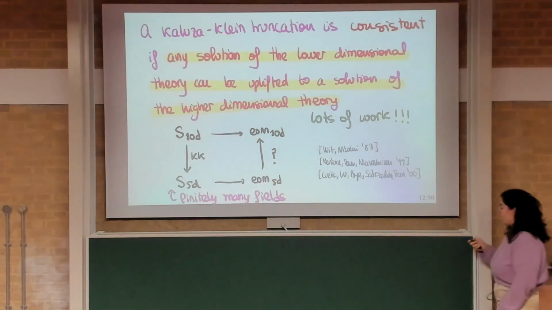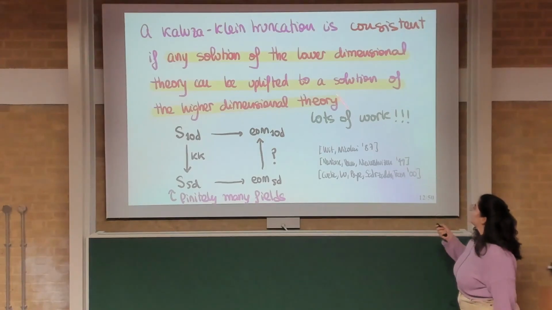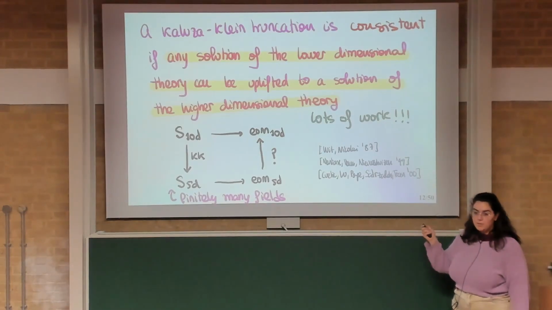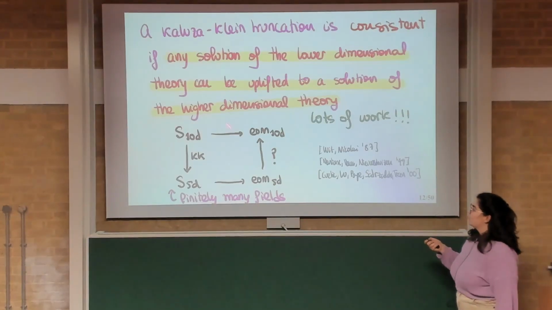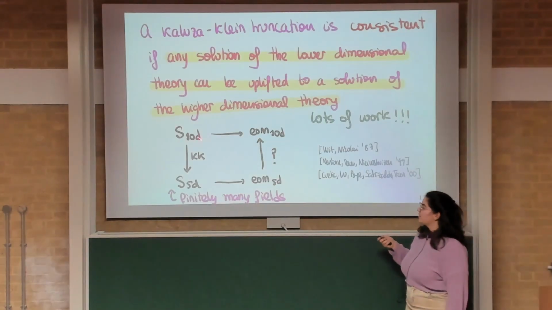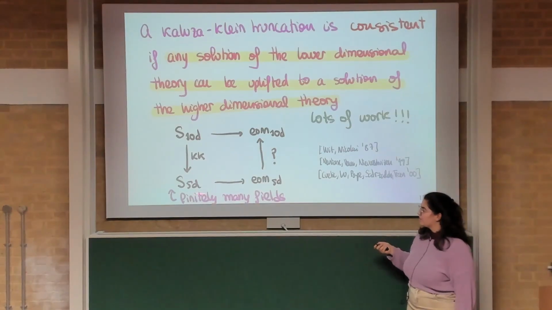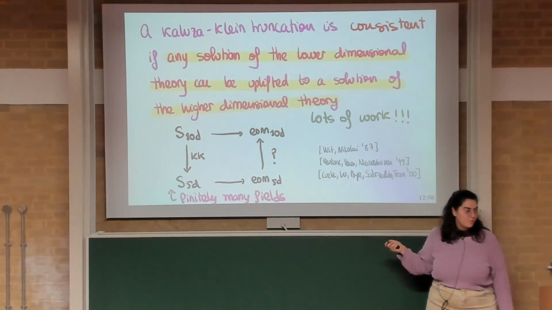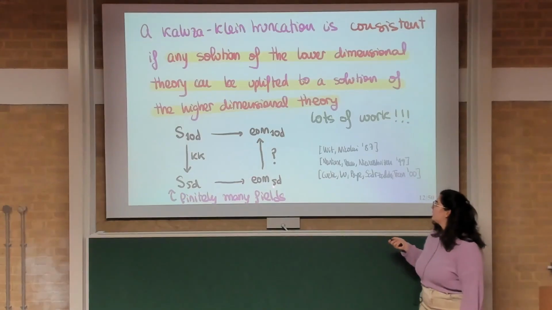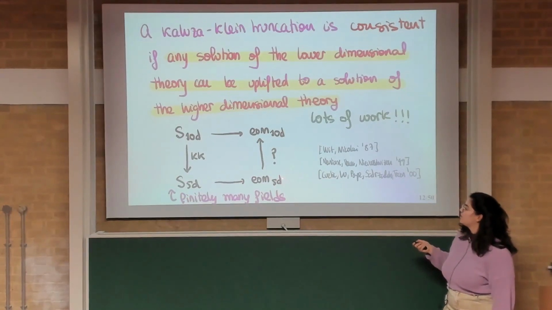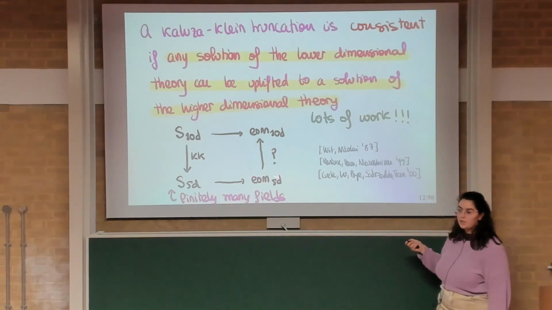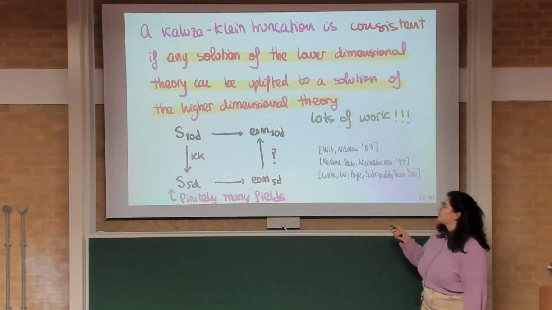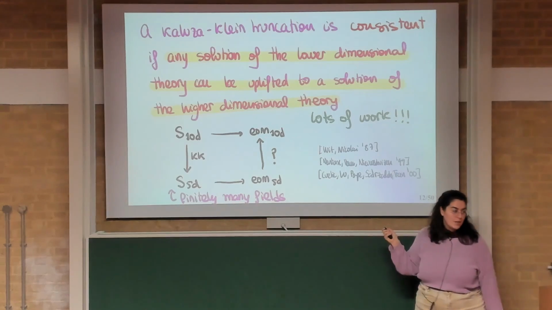Okay, and so it's going to be important to define what it means for this truncation to be consistent. We are starting with some 10-dimensional theory, then we are getting some 5-dimensional theory after doing Kaluza-Klein reduction, and we are going to say that the truncation is consistent if any solution to the 5-dimensional equations of motion can be uplifted to a solution of the 10-dimensional equations of motion.